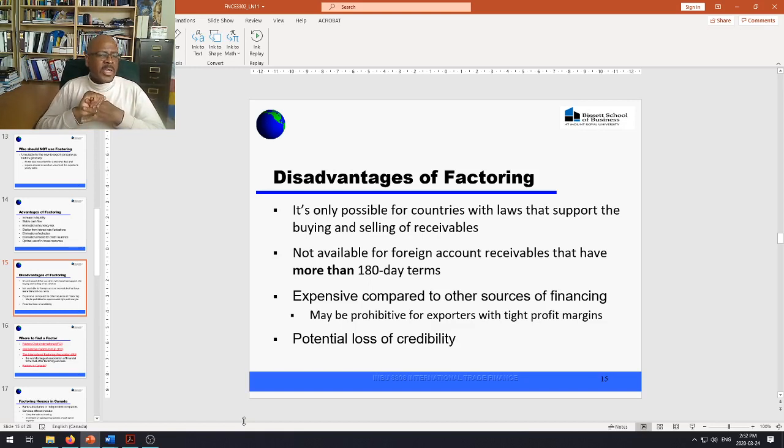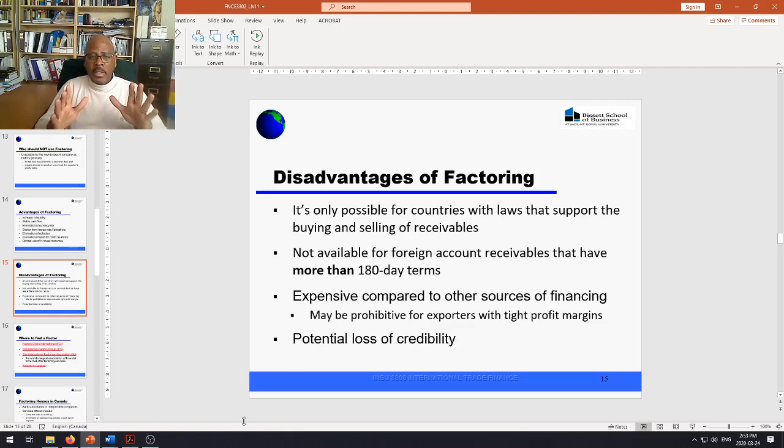And another downside to factoring is the potential loss of credibility. Often, if you use a factor, then the signal you send to your trading partner is that you were unable to get a line of credit. And so you had to resort to this factor because there's something about your credibility, about your creditworthiness, that's a bit shaky. So you want to be aware that this may send a signal to your trading partner that you are not as reliable as they may have thought.